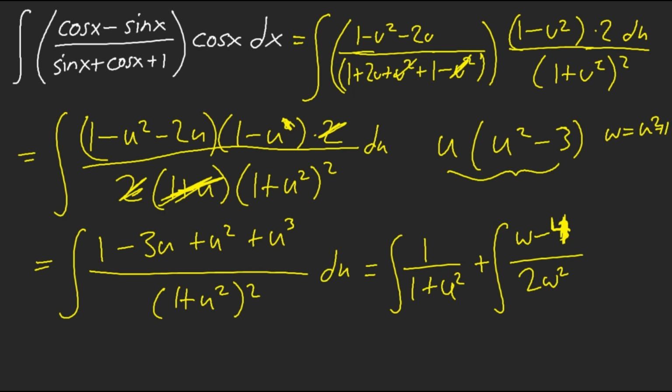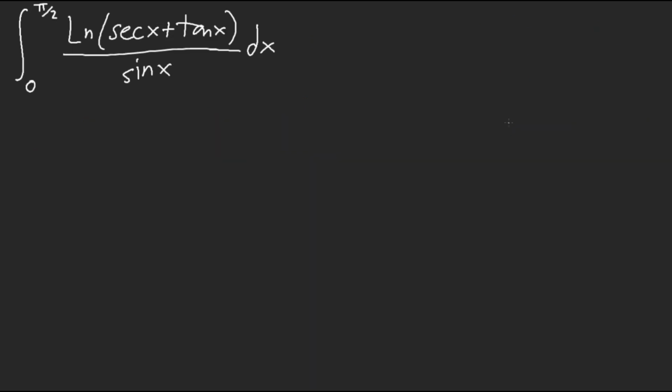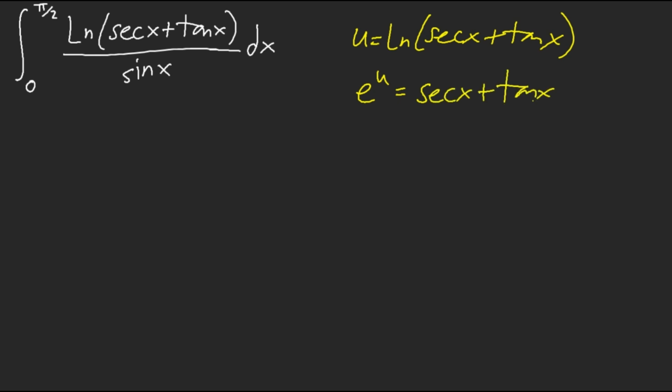Okay, let's go on to the last integral example. ln of secant x plus tangent x. Huh. What do we do here? What happens if I let u equal ln of secant x plus tangent x? Because I don't want to do integration by parts, because that's cosecant x. So e to the u equals secant x plus tangent x.